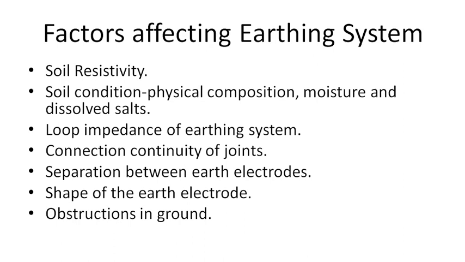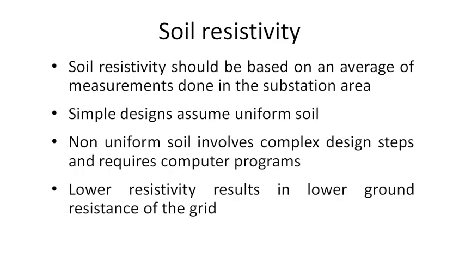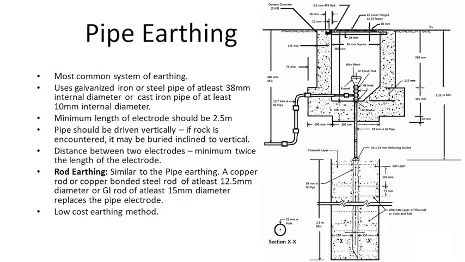Then the shape of the earth electrode should be smooth so that the dispersion of the currents is even, and the obstructions in the ground actually play a very important role. So next, let's see about the various types of earthing systems.